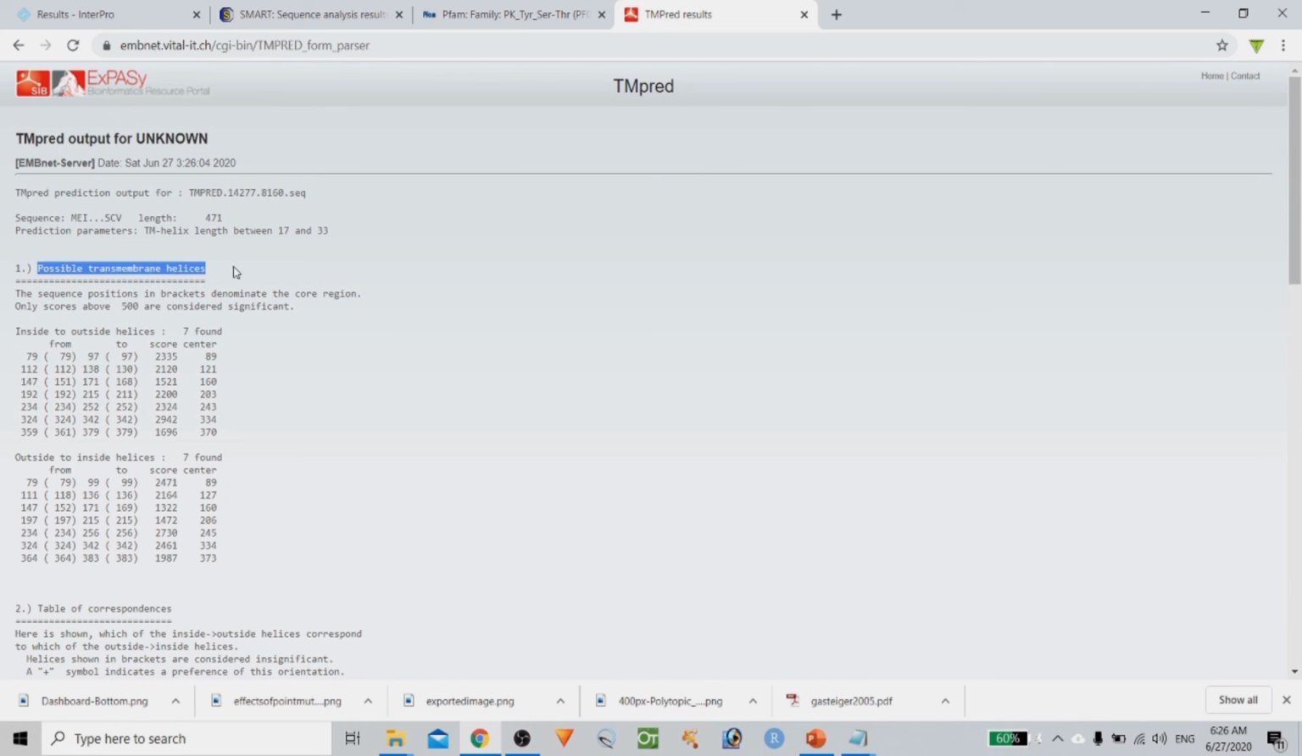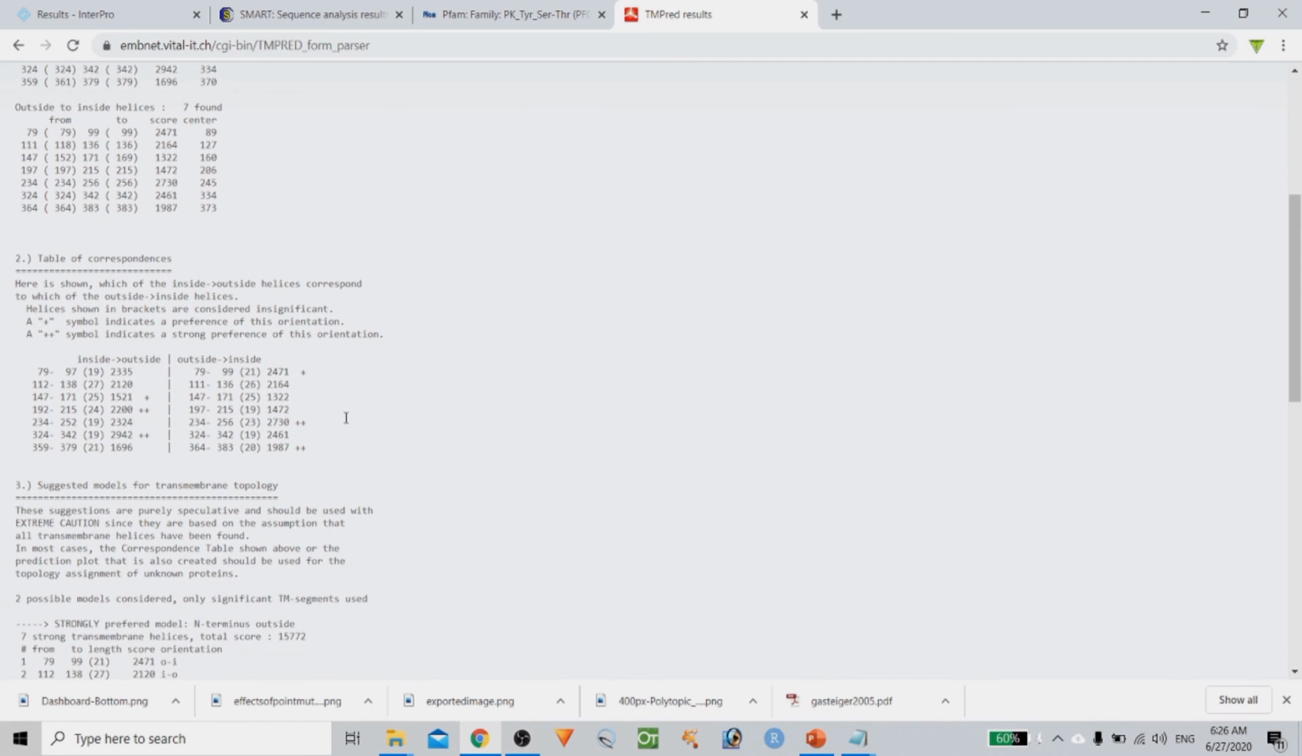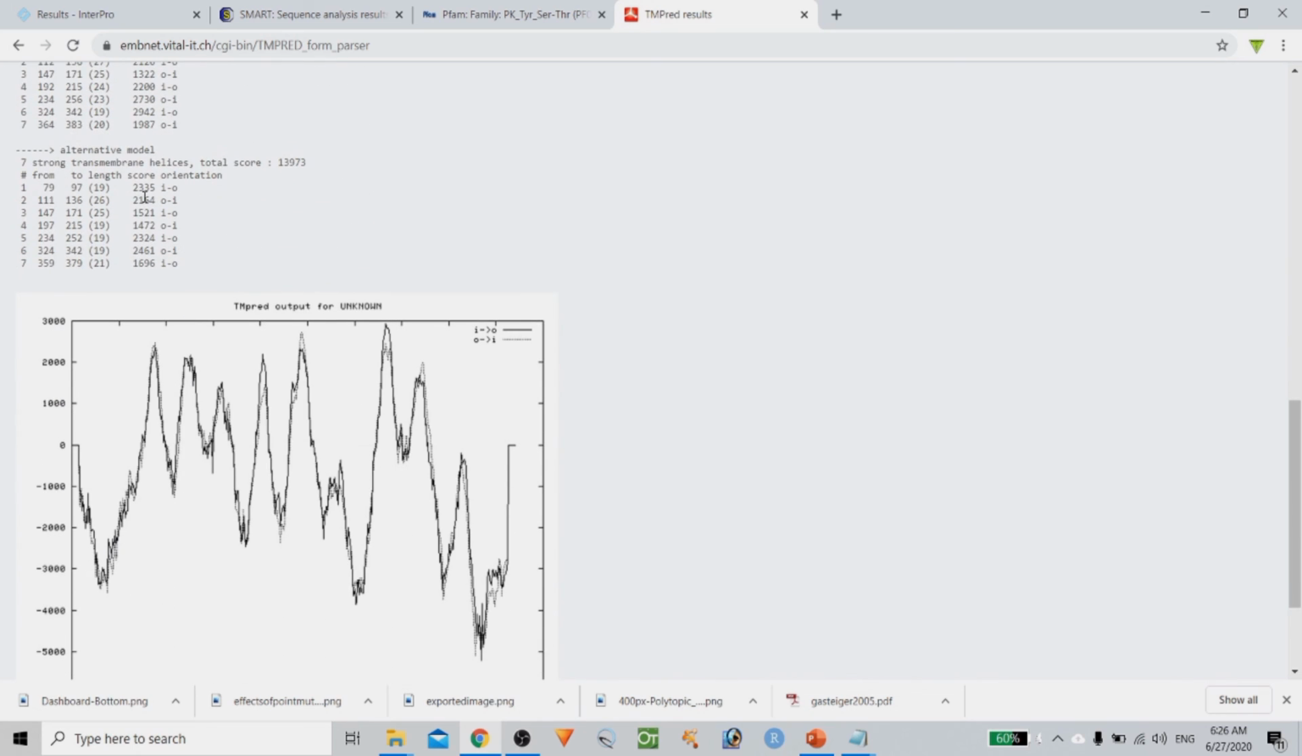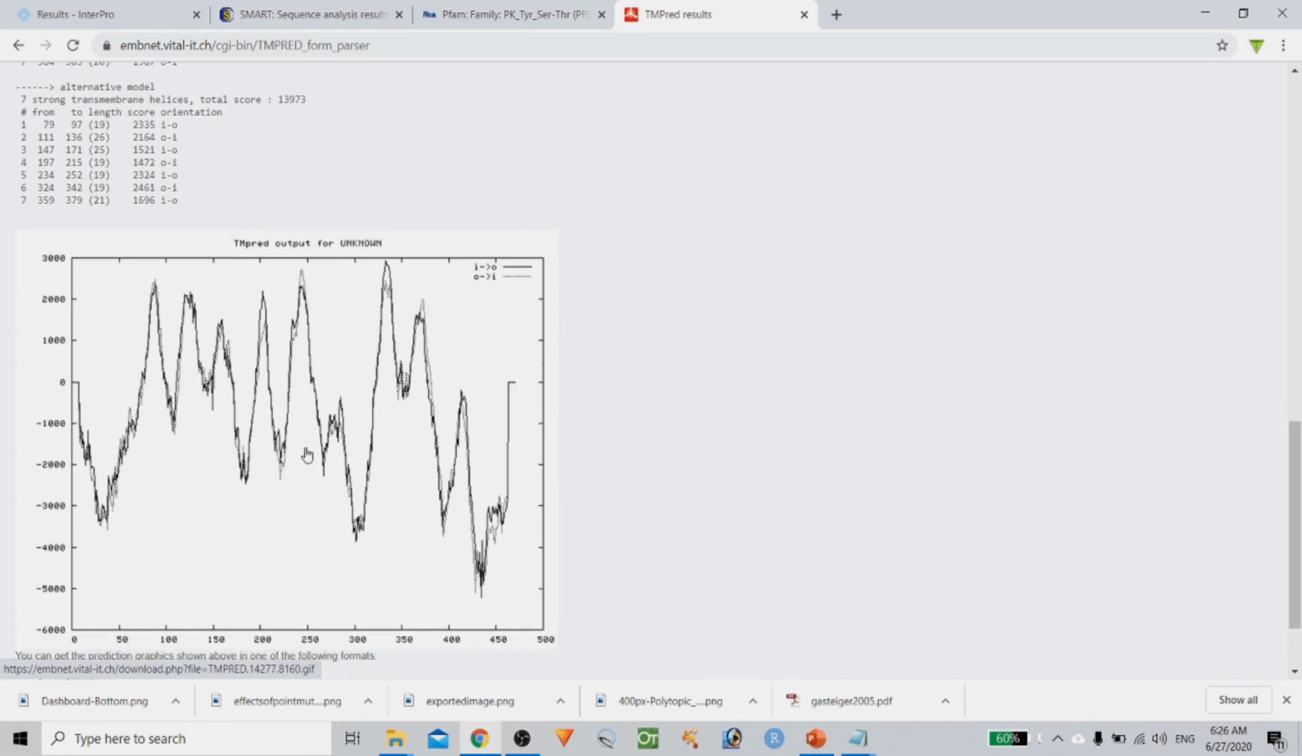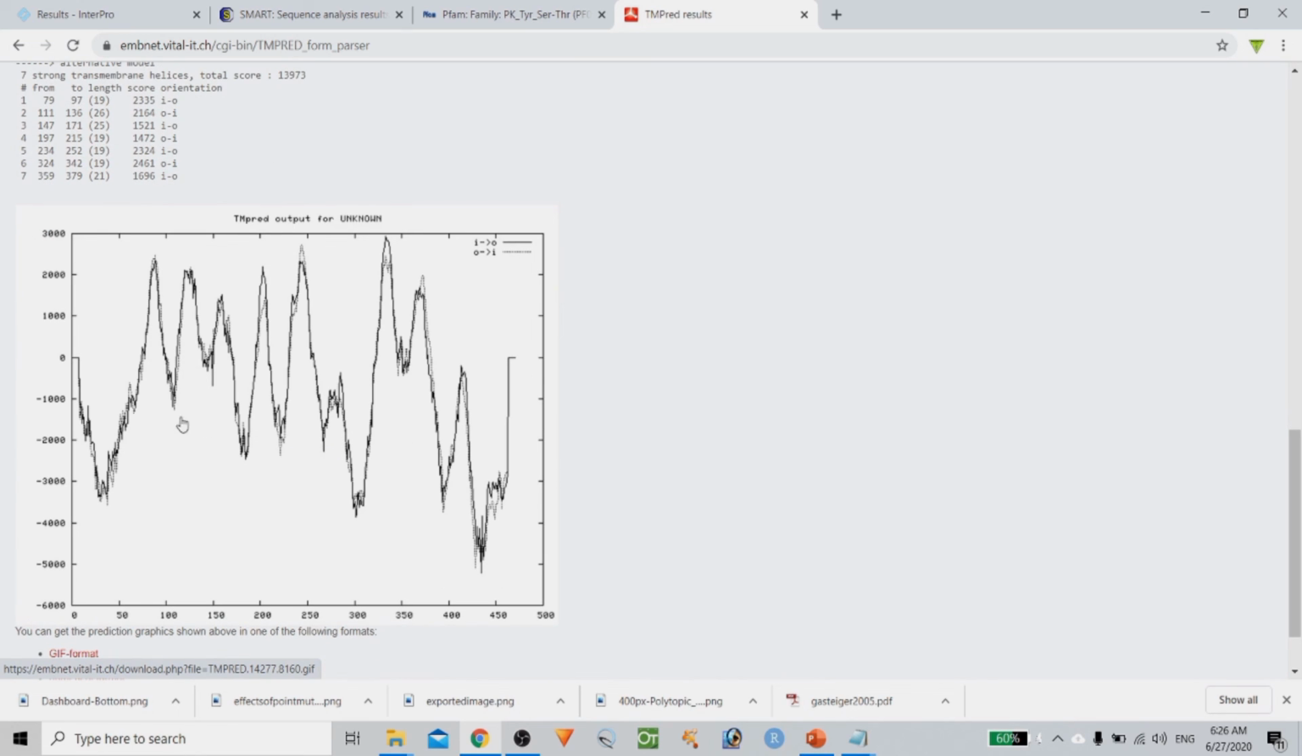You can see here possible transmembrane helices, the locations of inside and outside regions based on the amino acid length. Along with this similar information, it also provides a hydrophobic plot. What this hydrophobic plot shows is that the x-axis represents the amino acids, and the area above zero indicates the hydrophobic portion of the protein. Those under zero are the hydrophilic portion of the protein.